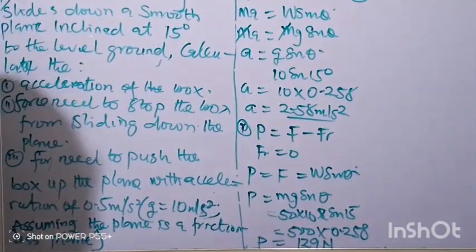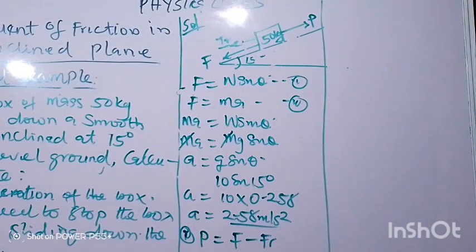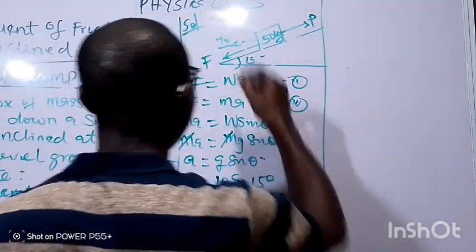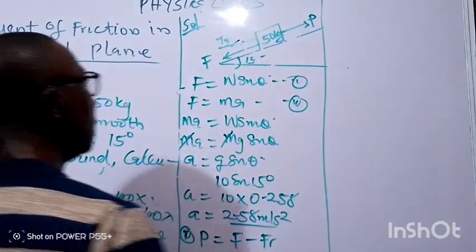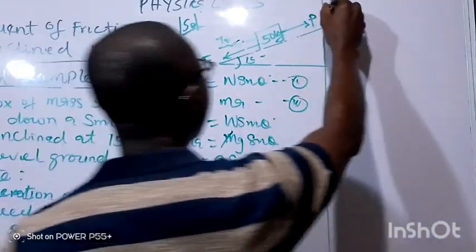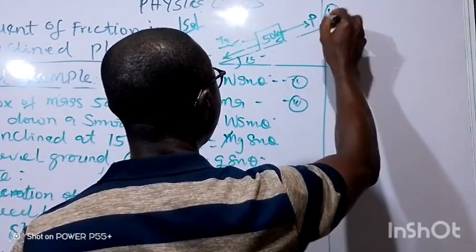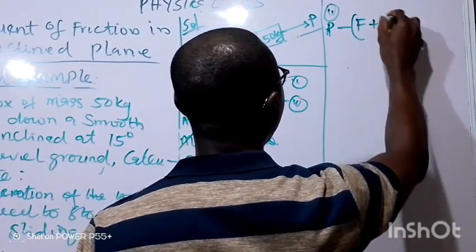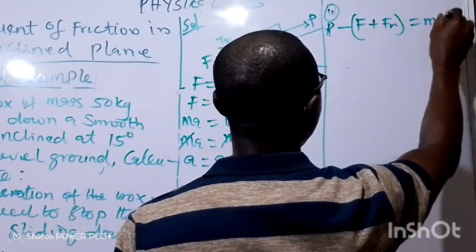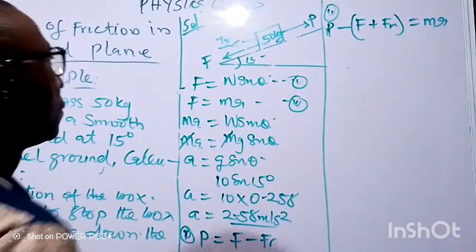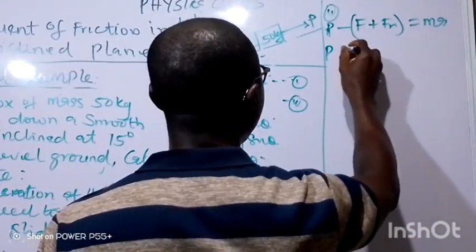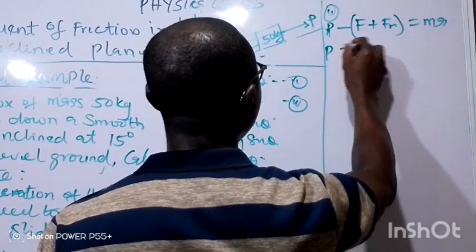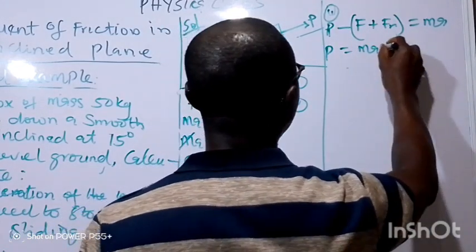Now the last question says force needed to push the bus up the plane with the acceleration of 0.5 meter per second square. So it means our Fr will be in this direction. To write the equation for this one, we are going to have P minus F plus Fr is equal to MA. So our P now, the force needed to pull it up, will be equal to MA plus F plus Fr.